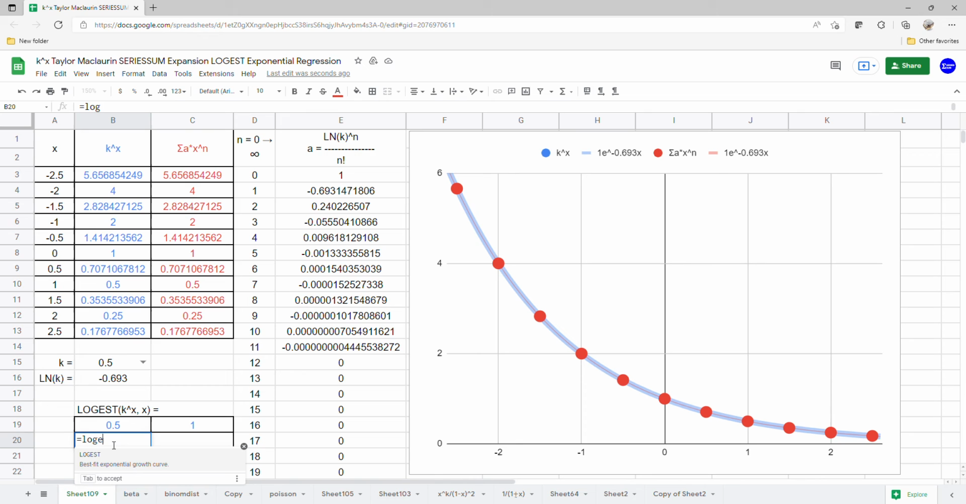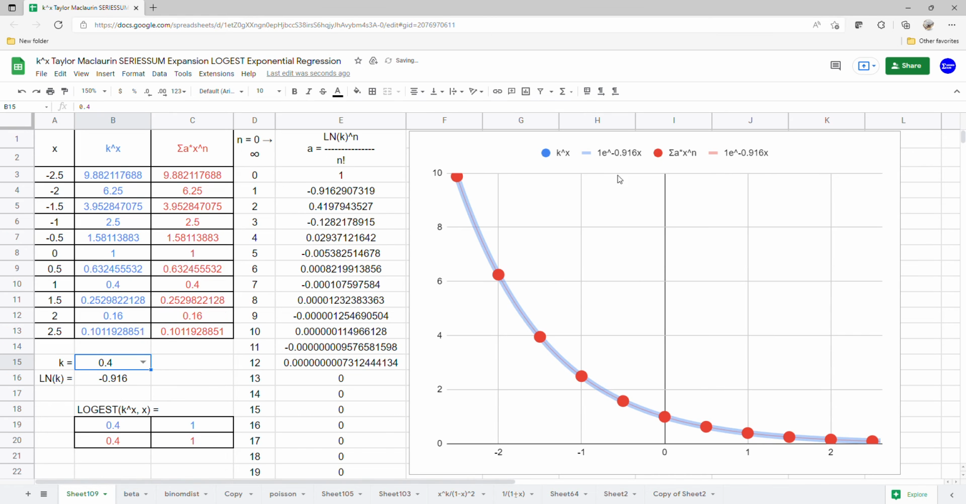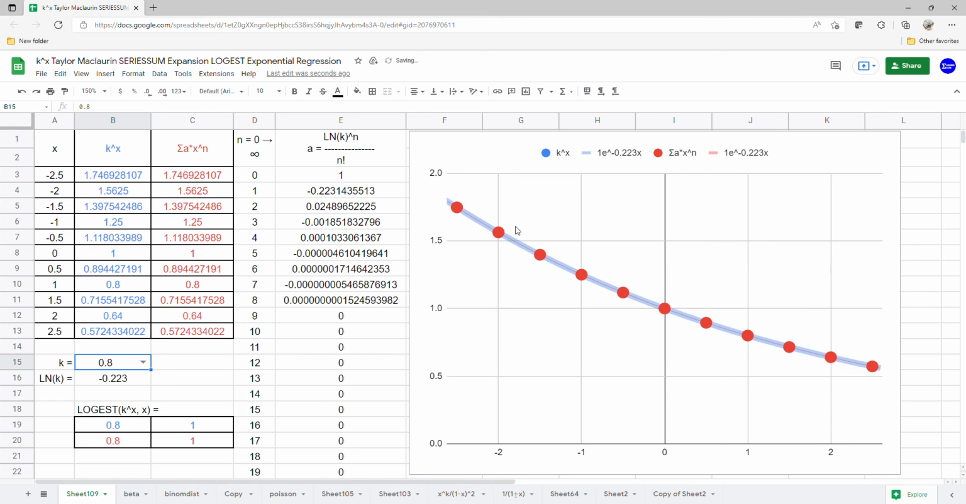Likewise, the expansion, LOGEST, data y and data x. Enter. Let's start with k equals 0.2. K is 0.2. We have 1 times e to the minus 1.61x. They're the same. K equals 0.4. 1 times e to the minus 1.916x. K is 0.5. 1 times e to the minus 0.693x. And 0.8, that's 1 times e to the minus 0.223.